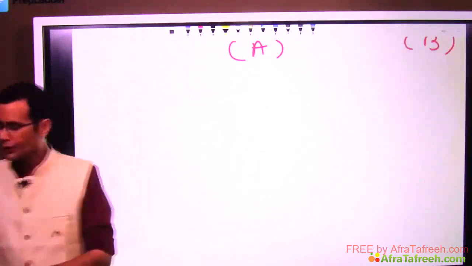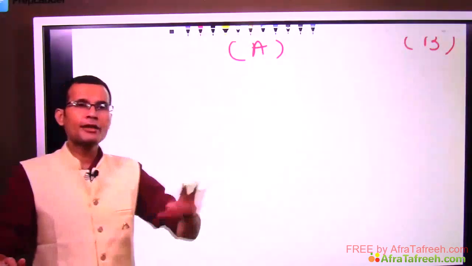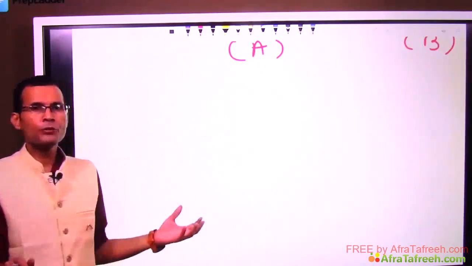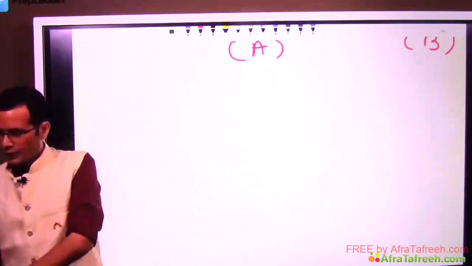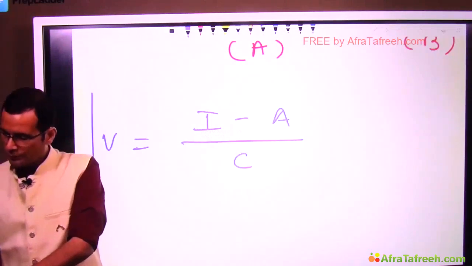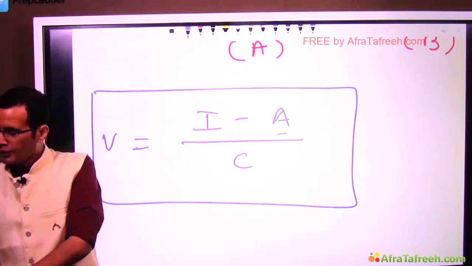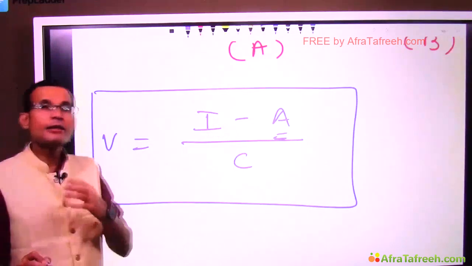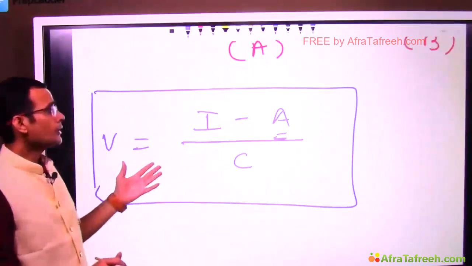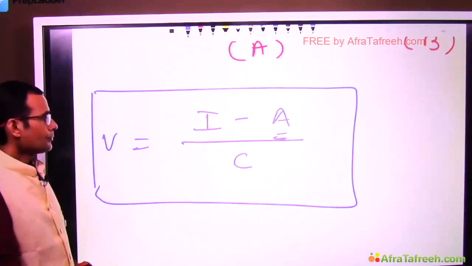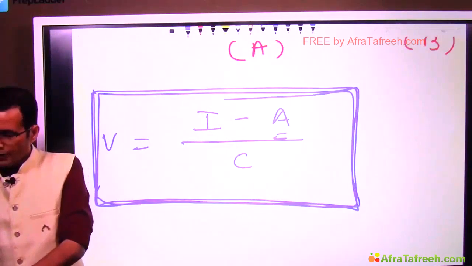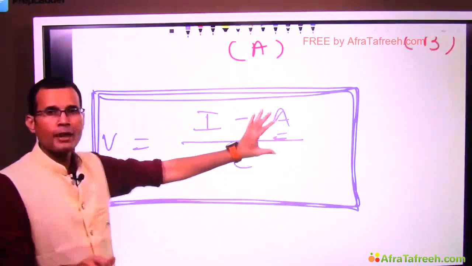Of course, one more issue is there. What if after injecting, some of the dye leaves the compartment? Then what do we take there? The equation will then become V is equal to I minus A upon C. This should be the final equation. A is the amount of the dye that leaves the compartment after the initial injection. So take this as the final equation. That amount should be subtracted from the numerator itself.